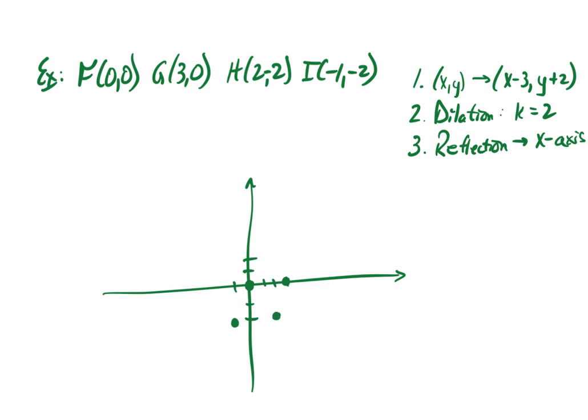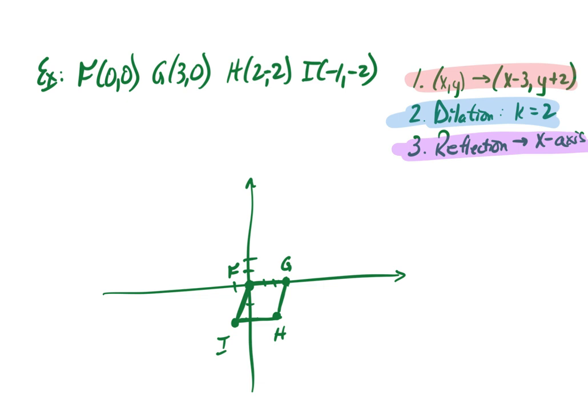So let me letter these so you can see them better. So F, G, H, I. And when I do a connect the dot puzzle, you can see then I get my quadrilateral. Okay? Now, going crazy on this one, we're going to do 3 transformations. We're going to do a translation, we're going to do a dilation, and then we're going to do a reflection.